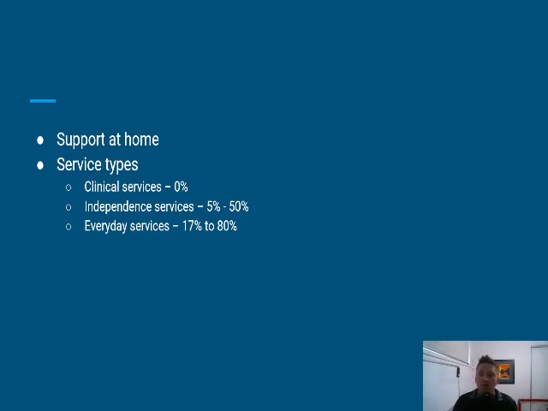Under Support at Home, the big change is you're only paying the contribution for each service, and some service types will cost more than others. So the services are going to be split into 3 categories: clinical services, independence services, and everyday services. And each specific service will fall under one of these 3 categories. So clinical services such as nursing and wound care will not have a co-contribution charge, regardless of your income fee.